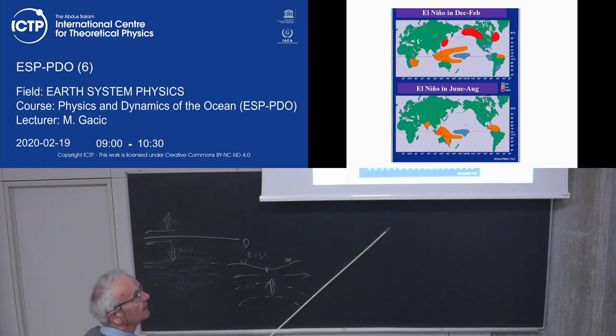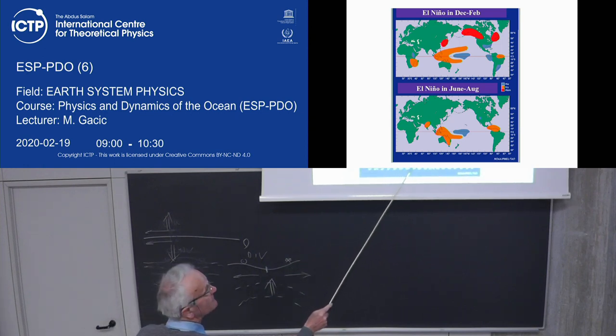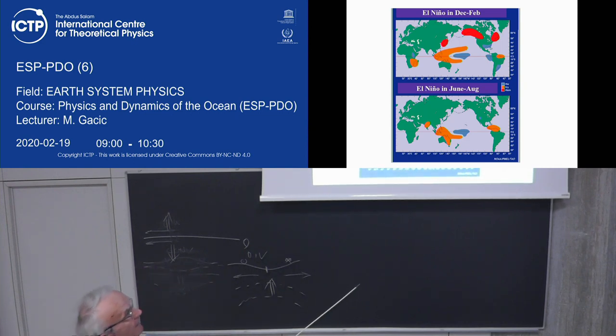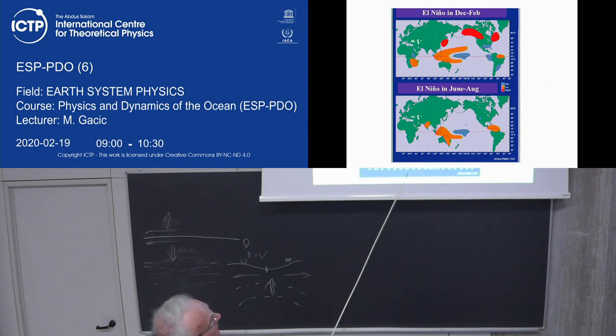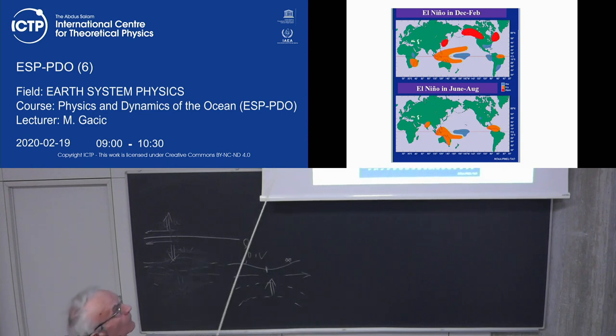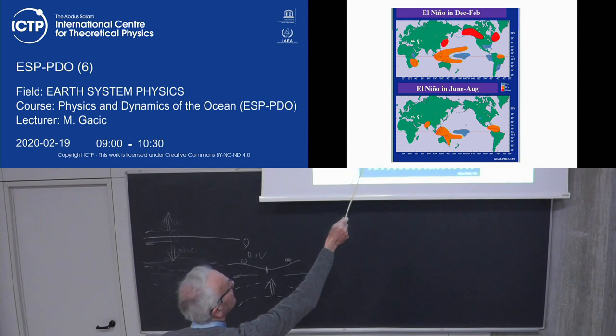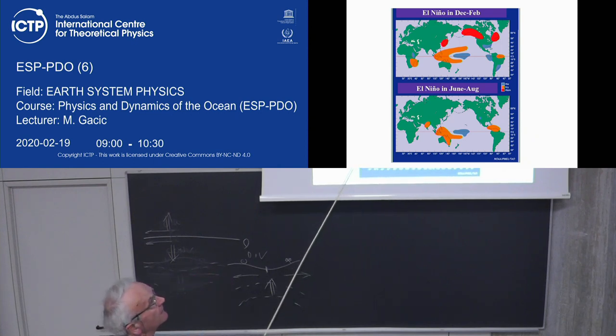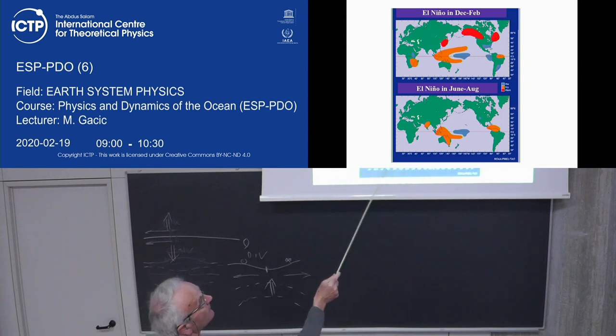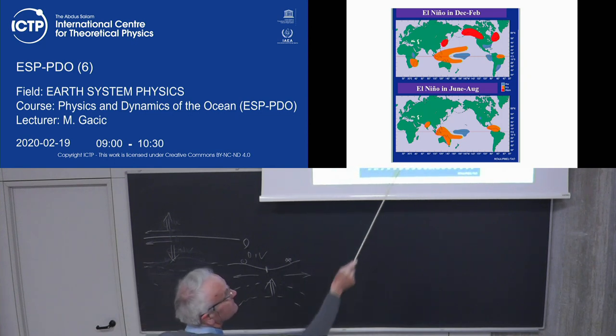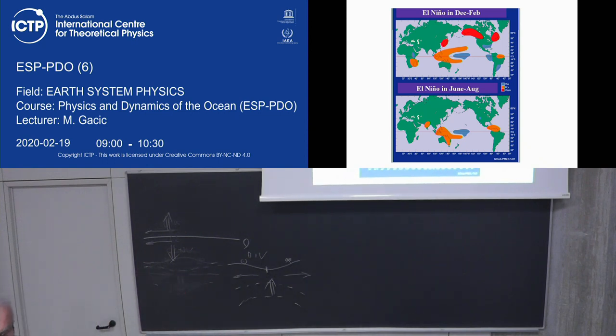Similar thing is in India. But then we have, next to the warm area, this dry area, and here is what happens if we have El Niño. In December to February, this is how it looks, and these are all the areas where El Niño has been felt. You can see also in Africa, there are areas which are influenced indirectly. We don't know to what extent they are influenced by the occurrence of El Niño.